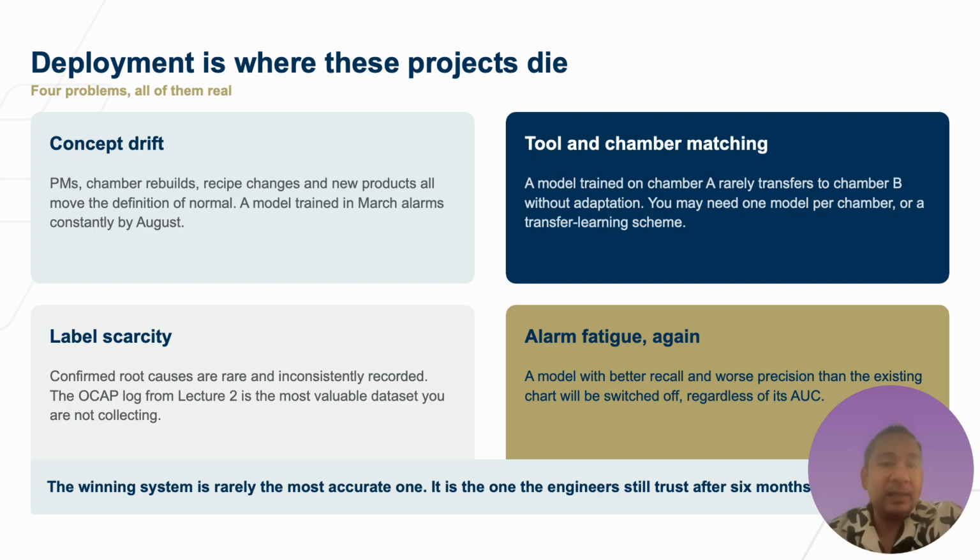And note where the labels would come from if you had them. The OCAP record from lecture 2: the signal, the finding, the action, and the outcome. That is the most valuable dataset most fabs are not systematically collecting. Alarm fatigue again. A model with better recall and worse precision than the existing chart will be switched off, whatever its AUC. The winning system is rarely the most accurate one. It is the one that engineers still trust after 6 months.